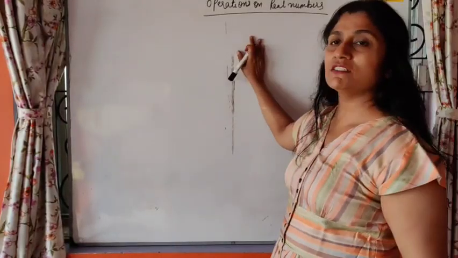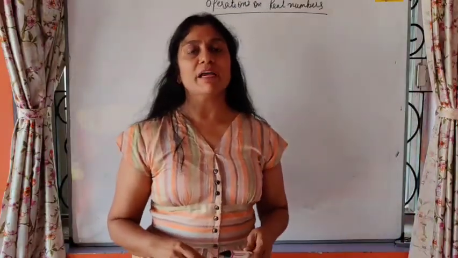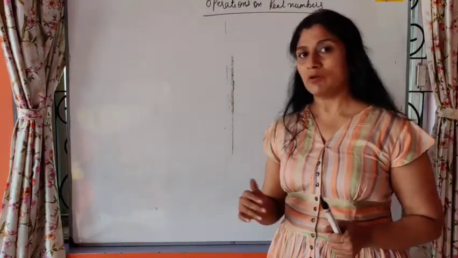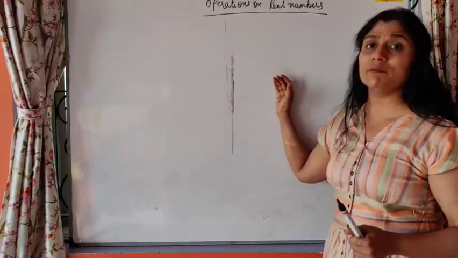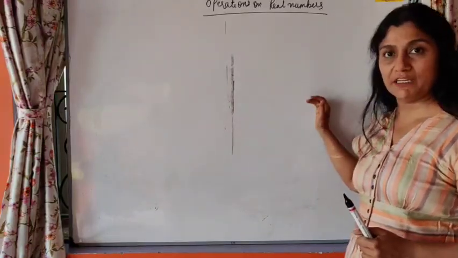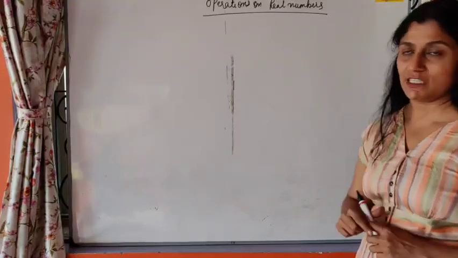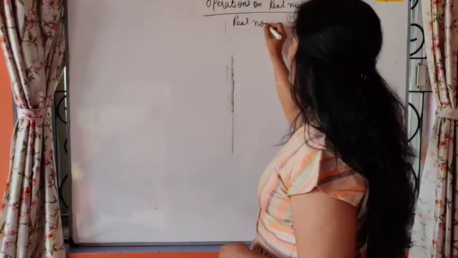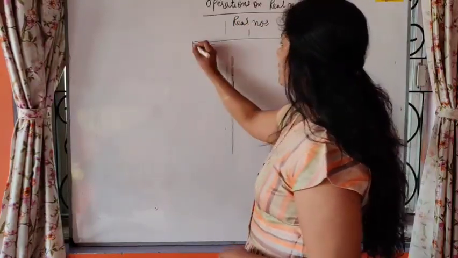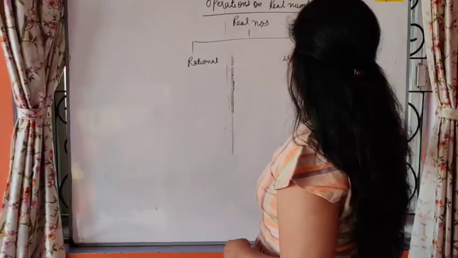Our today's topic is operations on real numbers. First thing which comes to your mind is, what do you mean by real numbers? In our last class, we talked about decimal numbers, how they are terminating, non-terminating, and the non-terminating are again repeating, non-repeating. Non-terminating, non-repeating decimals are called irrational numbers. So now when we talk about real numbers, they can be divided into two: rational and irrational.